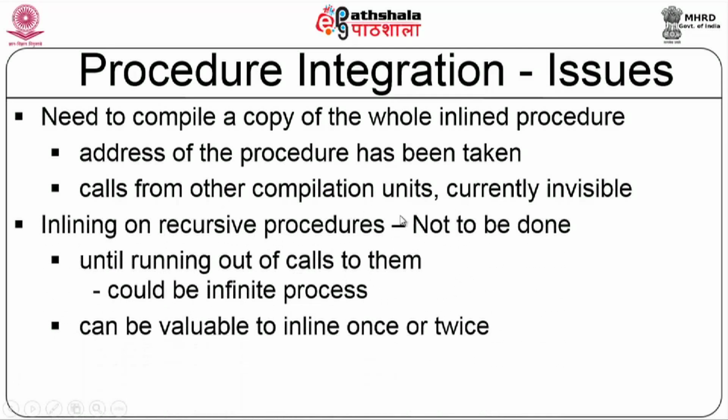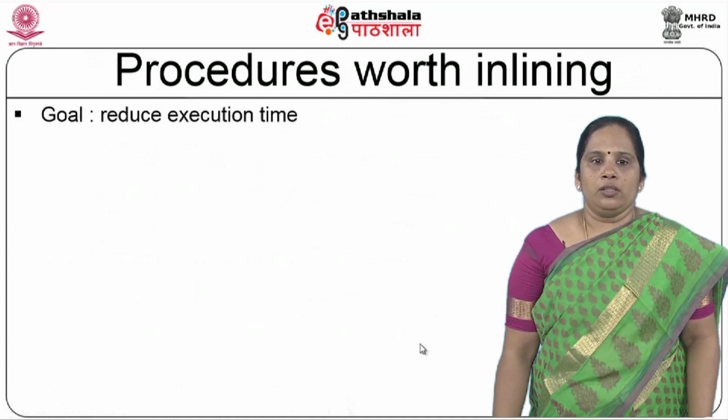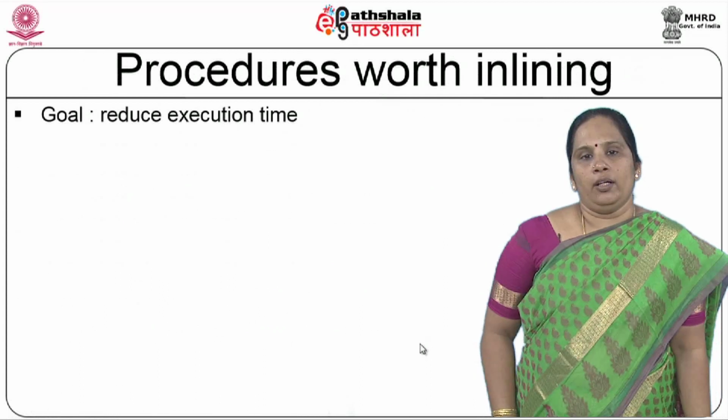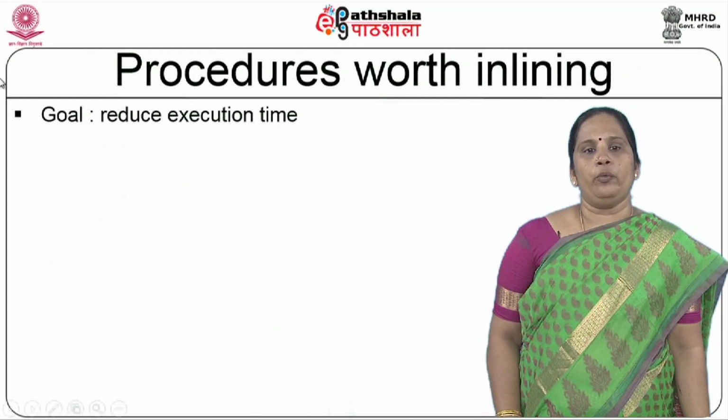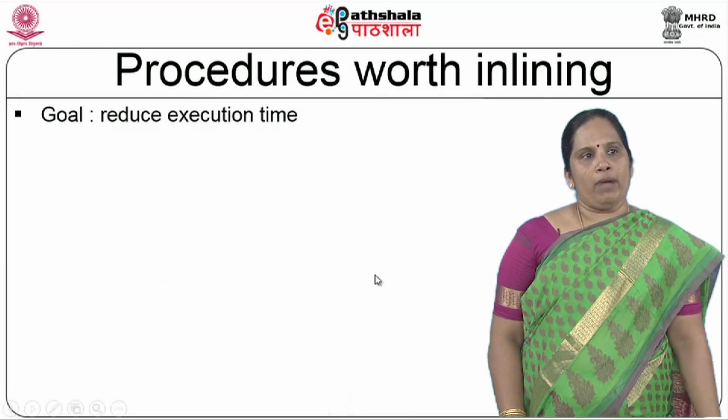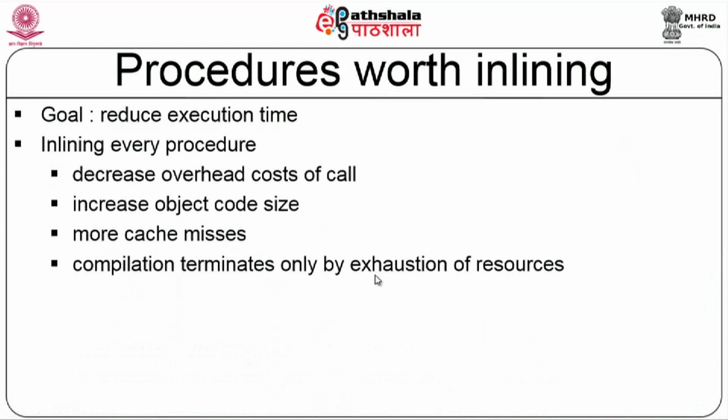Inlining on recursive procedures is not to be done, but how we handle that is also going to be an issue. It can be valuable to inline once or twice, but inlining more than that will be a drawback. So, what is the thumb rule for inlining? The goal should be to reduce your execution time to the maximum possible extent. Inlining every procedure typically decreases the overhead costs of calls, but increases the object code size, causes more cache misses, and compilation terminates only by exhaustion of resources.